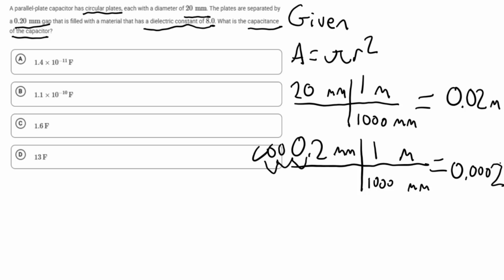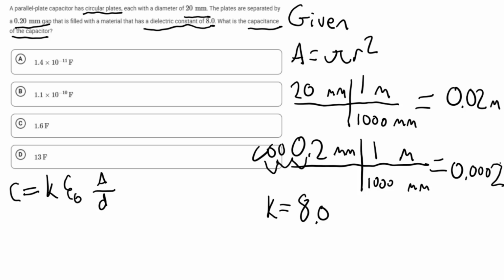Then we also have a dielectric constant of 8. So we can say that K is equal to 8. Now we can look at our equation table. What equation will help us find the capacitance, C, and has all these variables included? I'm looking and I see that C is equal to K times epsilon naught times area divided by distance.